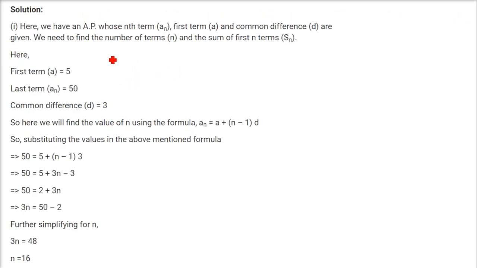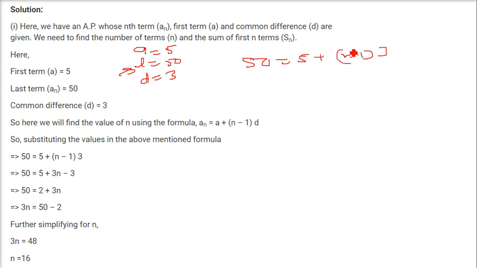A, d and an are given. So what is given is the first term, that is a, as 5. The last term, that is L, is given as 50. The common difference is also given as 3. So first we have to find out n. How? Because we know L, 50 will be A, that is 5, plus n minus 1 into d, 3.